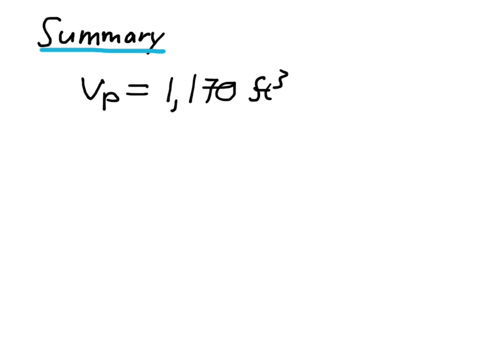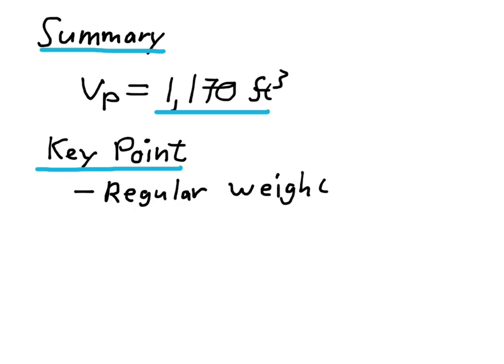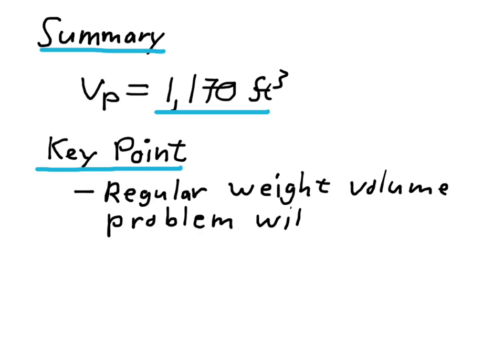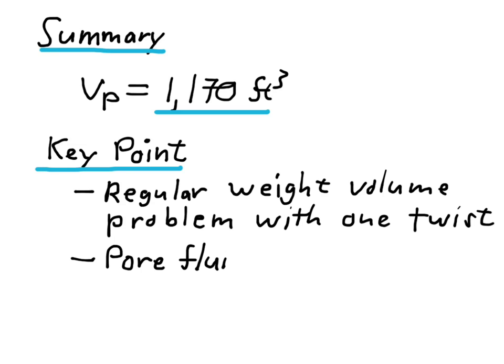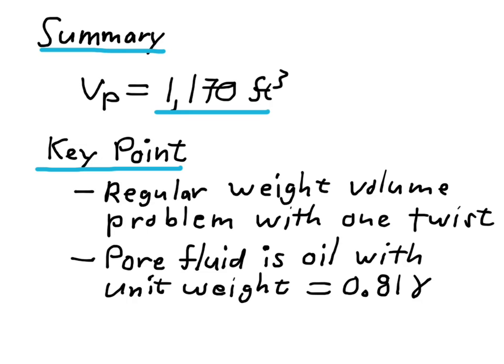So to quickly summarize, the answer to the problem is that the volume of the petroleum is 1,170 cubic feet. More importantly, the key point to solving this problem is to recognize that it's a regular weight volume problem with just one small twist, and that's that the pore fluid is oil, which has a unit weight that's equal to 0.81 times gamma water instead of water. If you understand that, the problem is straightforward and just like any other weight volume problem. I hope this helped.